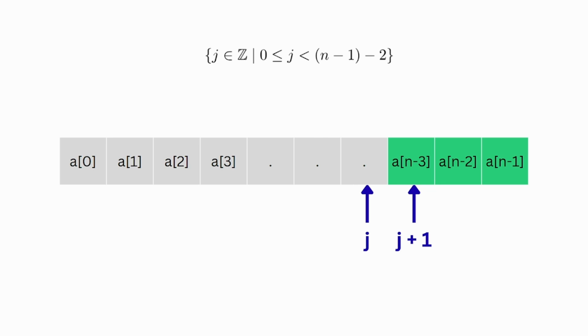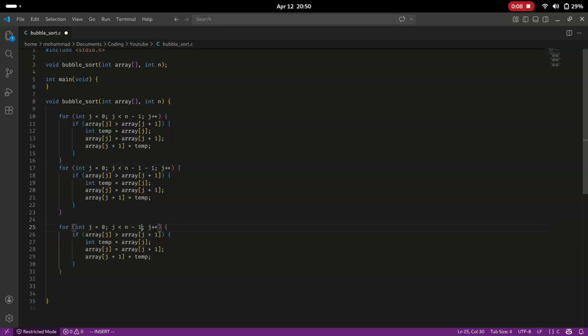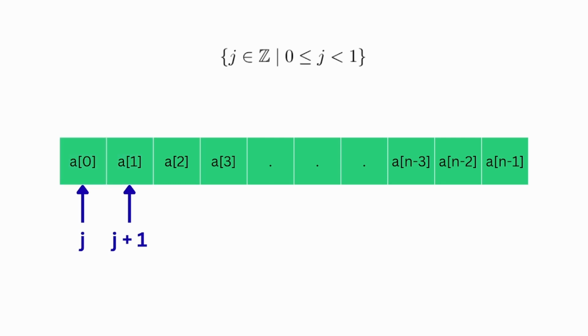Again, let us write our for loop for this pass in our program. Once again, we'll just copy and paste our previous for loop, and all we'll do is change the condition so that j is strictly less than n-1 minus 2. Repeatedly applying this process, we continue to put elements in their correct place until we get down to the first two elements. For this final pass, j will only take on the value of 0. If we write this out as an inequality, we get j is larger than or equal to 0 and less than 1. However, let us rewrite this in terms of n-1 as we did for all the previous inequalities.